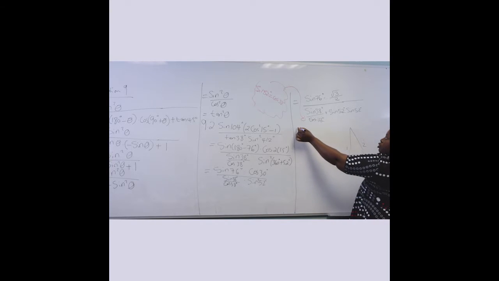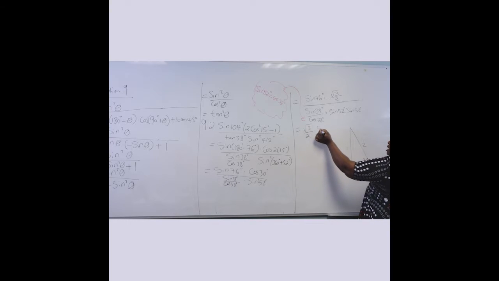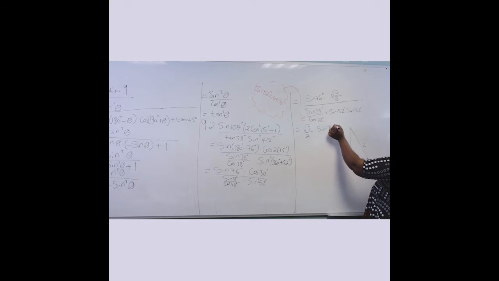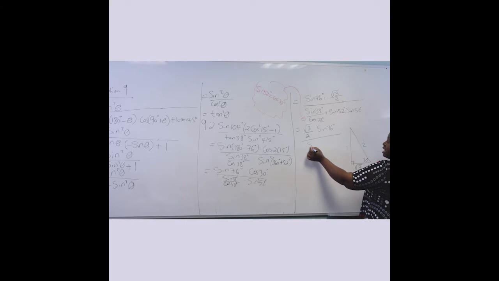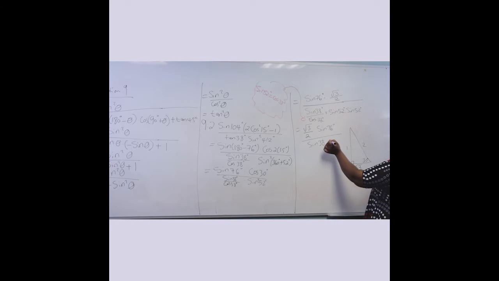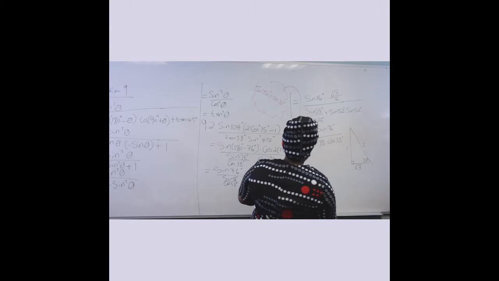Okay, let's continue. Then it means we'll have the square root of 3 divided by 2 multiplied by sine of 76 degrees, all divided by sine of 38 multiplied by cos of 38. Remember we said cos 38 is the same as sine 52, so that is why we are writing it in that manner. Now this, if you remember back then, we said we can rewrite this in a different manner. Let's do it inside the cloud so that you can remember.